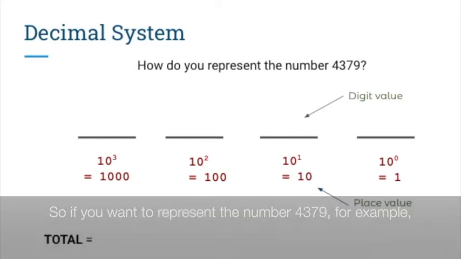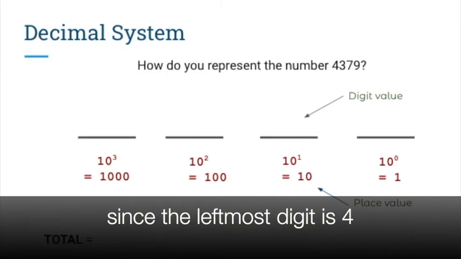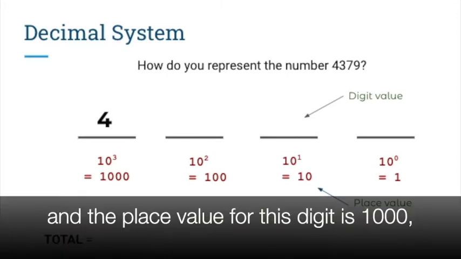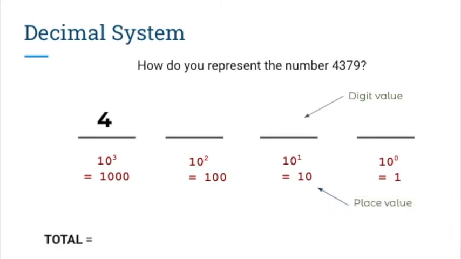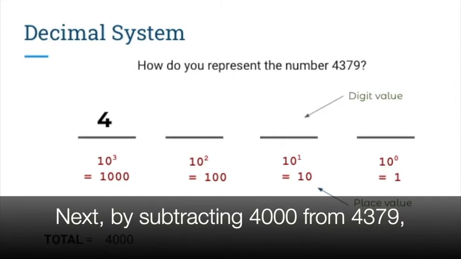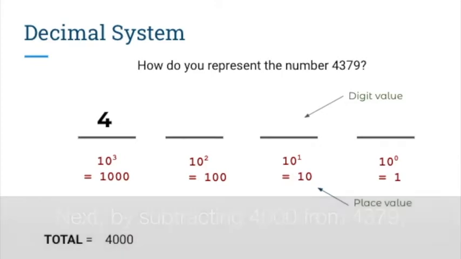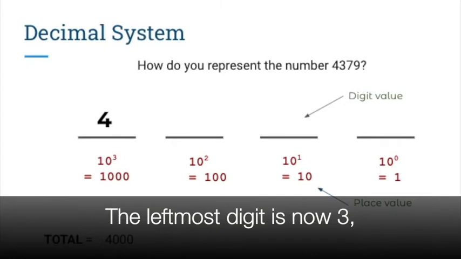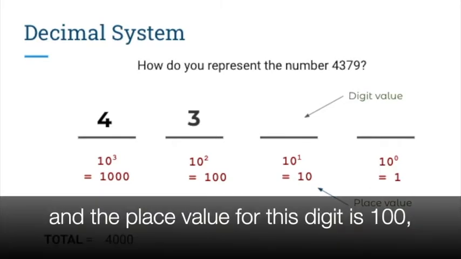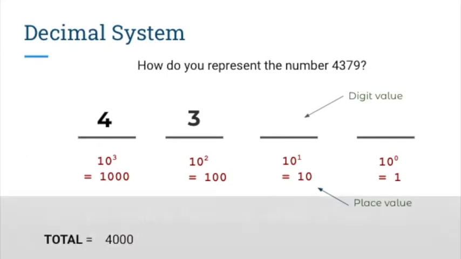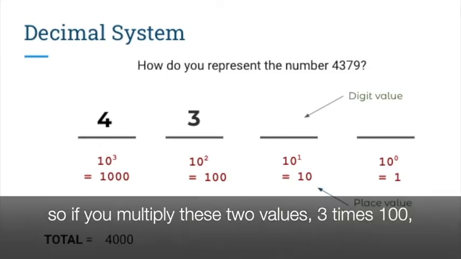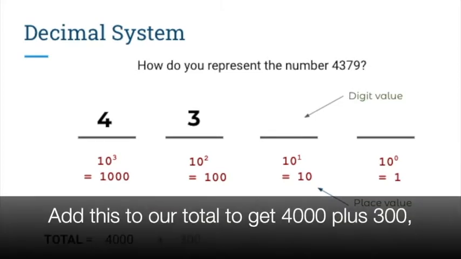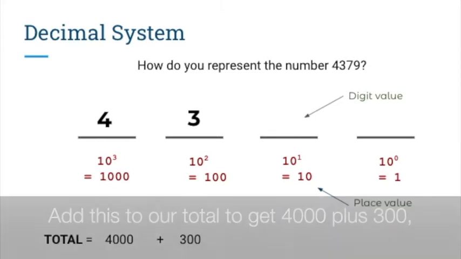4,379, for example, since the leftmost digit is 4, and the place value for this digit is 1,000, your total would be 4,000. Next, by subtracting 4,000 from 4,379, you have a remaining value of 379. The leftmost digit is now 3, and the place value for this digit is 100. So if you multiply these two values, 3 times 100, you have 300. Add this to our total to get 4,000 plus 300, which is 4,300.